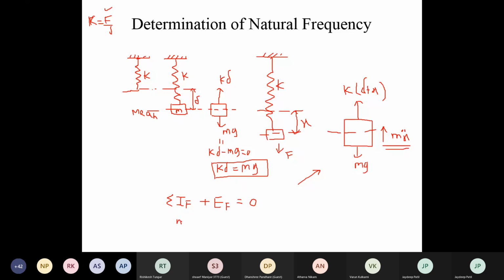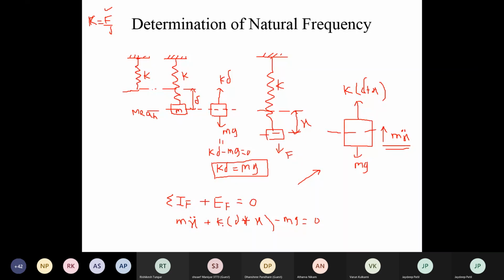I'll put here mx double dot plus external force due to spring, which is k into bracket delta plus x. Now mg goes in the downward direction, so put here a minus sign. mg is equal to 0. Okay, now this is the equation of motion. Now you have to simplify this equation.